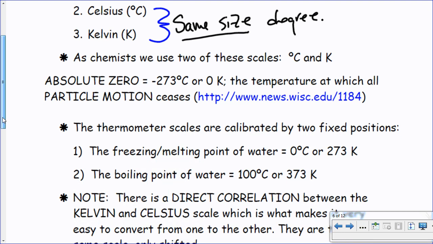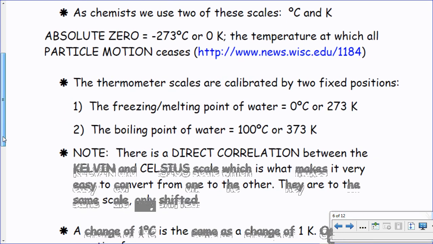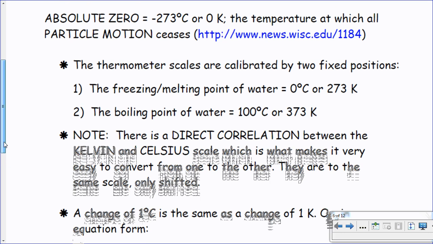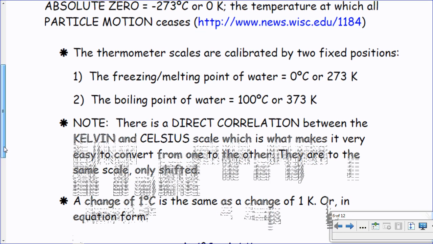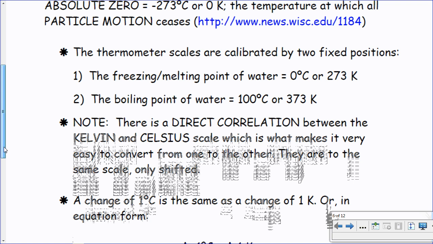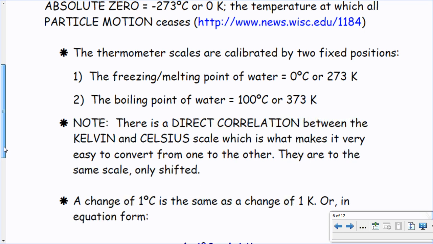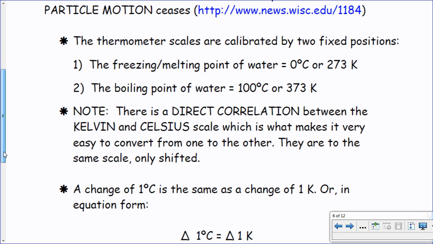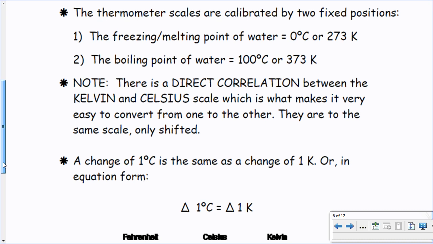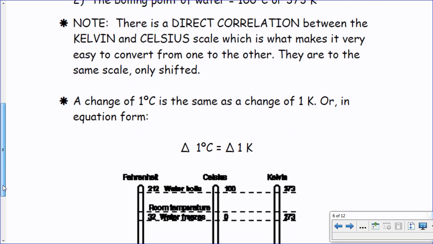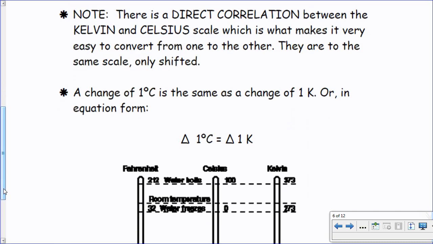Okay, so thermometer scales are calibrated by fixed positions. At the freezing/melting point of water, we get 0 Celsius, also known as 273 K. The boiling point is 100. We call that an arbitrary type scale. The Kelvin scale is directly related to the motion of atoms, and we call that an absolute scale.